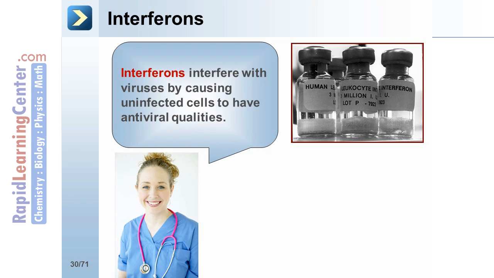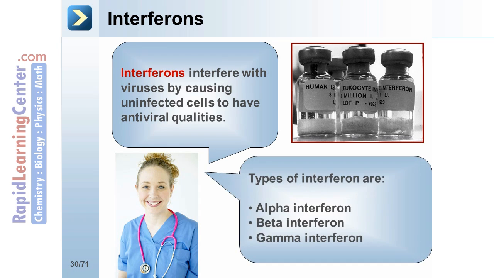Interferons interfere with viruses by causing uninfected cells to have antiviral qualities. The types of interferon are alpha interferon, beta interferon, and gamma interferon.